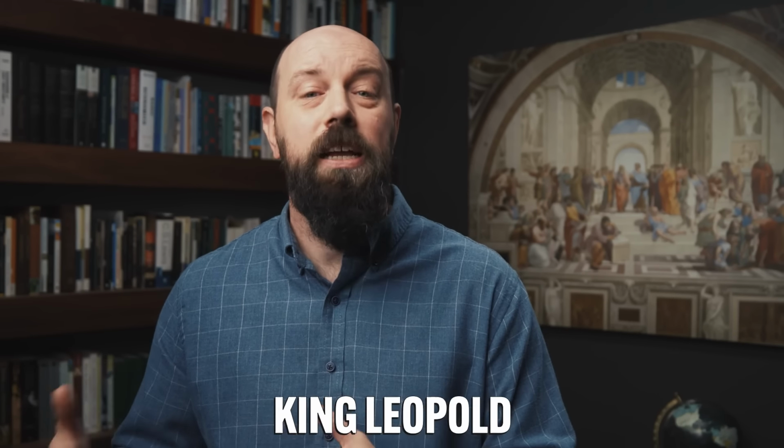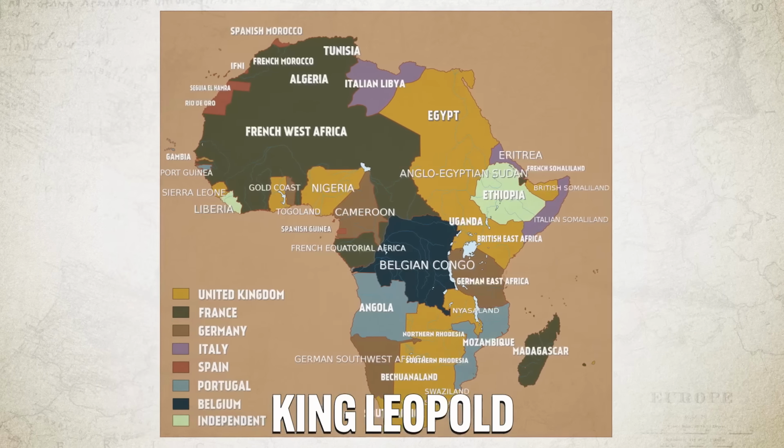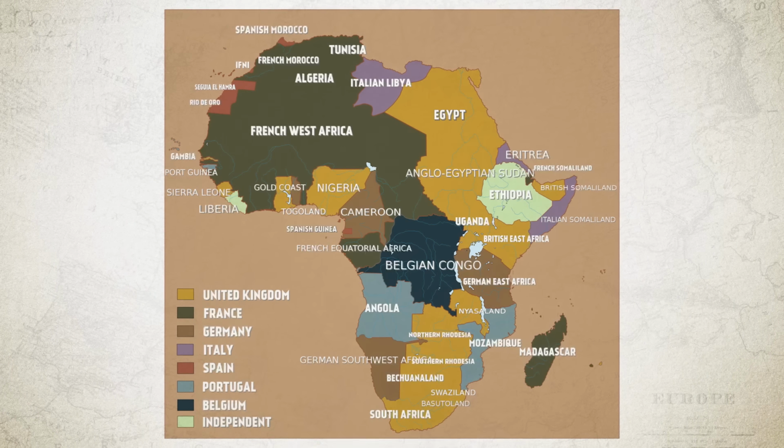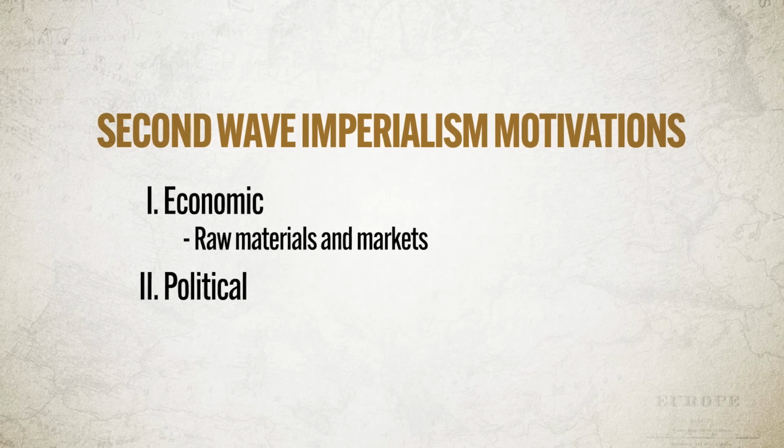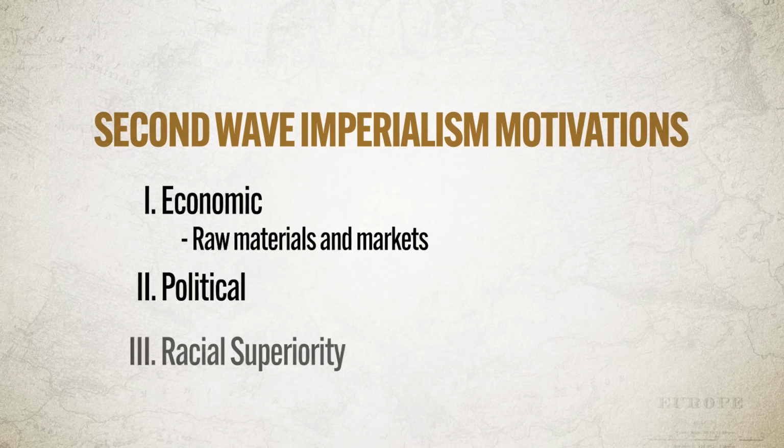Once the interior of Africa was mapped by agents of Belgian King Leopold, European states raced to claim territories before other states got to them, and that would cause significant tension that we're going to consider in the next video. And the third motivation for the second wave of imperialism was a belief in racial superiority.